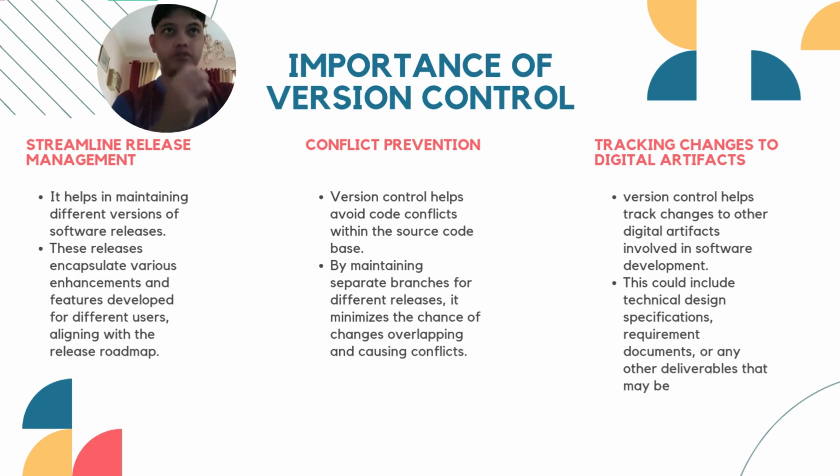Conflict prevention: version control helps avoid code conflicts in the source code base. By maintaining separate branches for different releases, it minimizes the chance of changes overlapping and causing conflicts. And the last is tracking changes to different digital artifacts, which means version control helps track changes to other digital artifacts involved in software development. This could include technical design specifications, requirement documents, or any other deliverables.